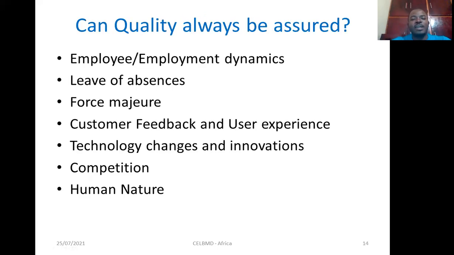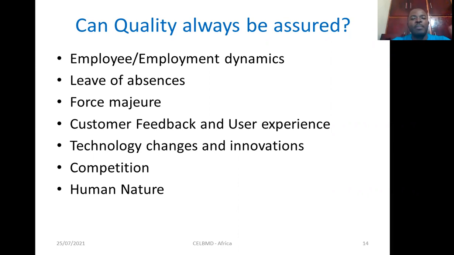Let's take a look at possible scenarios within an organization that almost every organization faces one time or the other, and ask ourselves whether quality can always be assured in those circumstances.